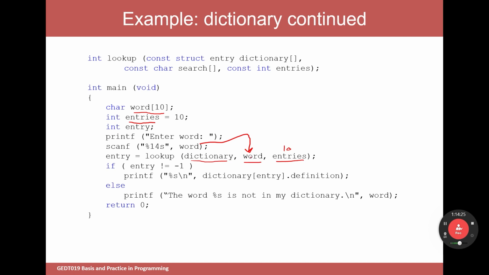If it finds the word, it will return for you the index of that element in the array. If it cannot find it, it will return -1. So if this one is equal to -1, that means I could not find the word you are looking for. If it's not equal to -1, I will return the dictionary element you are looking for, the element definition for this word.